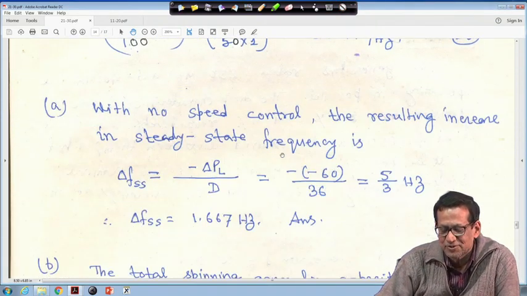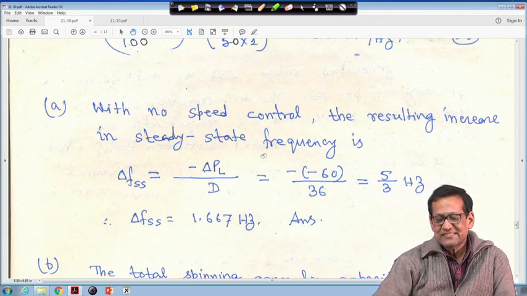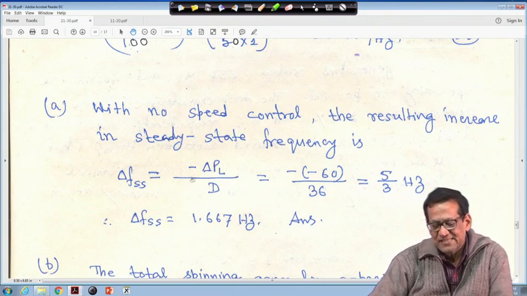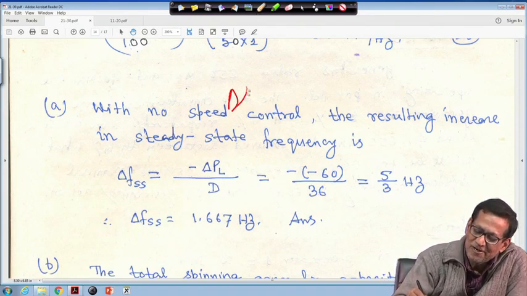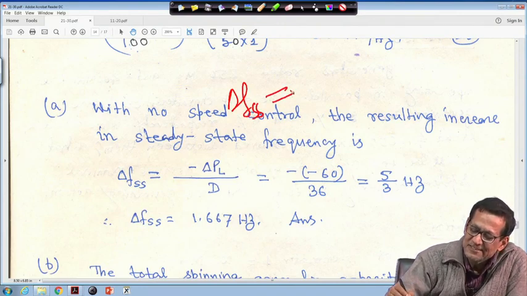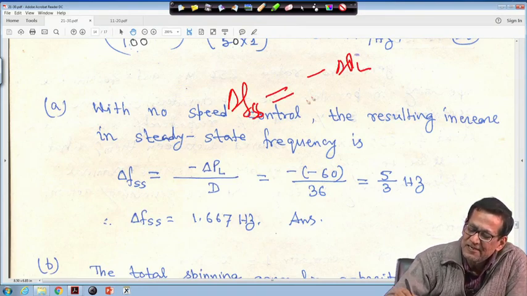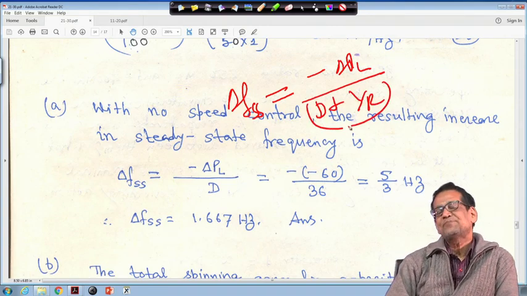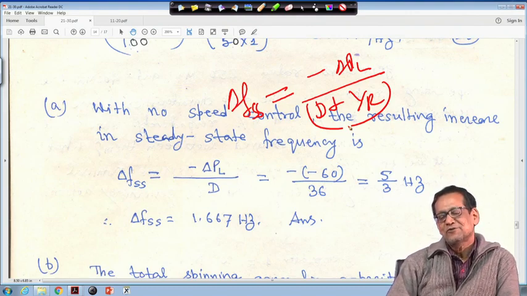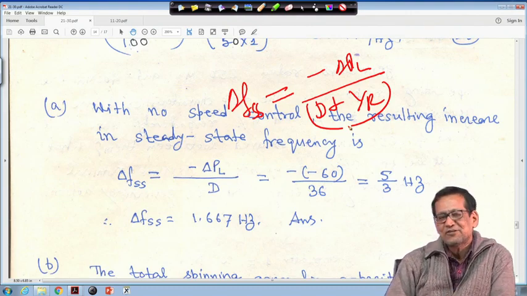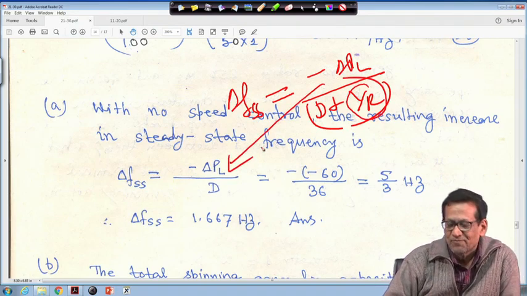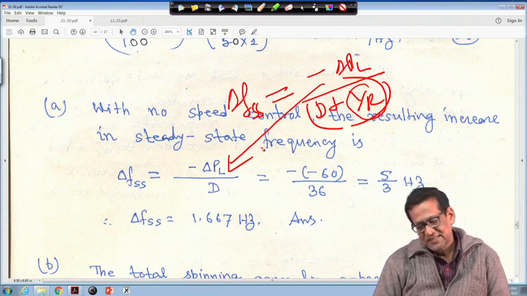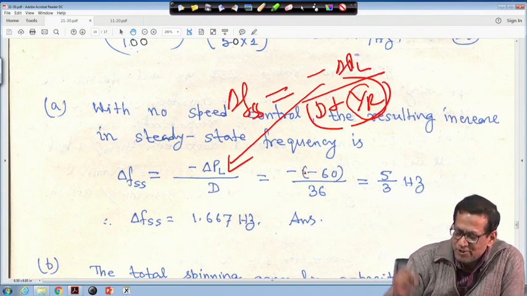Now, part A is given with no speed control, and the resulting increase in steady state frequency is delta FSS equals minus delta PL upon D. Actually, we have seen the steady state value, delta FSS is equal to minus delta PL divided by D plus 1 upon R, right. As no speed governing system is there, no speed control, this term should not be there, that is why this equation is only minus delta PL upon D, right.